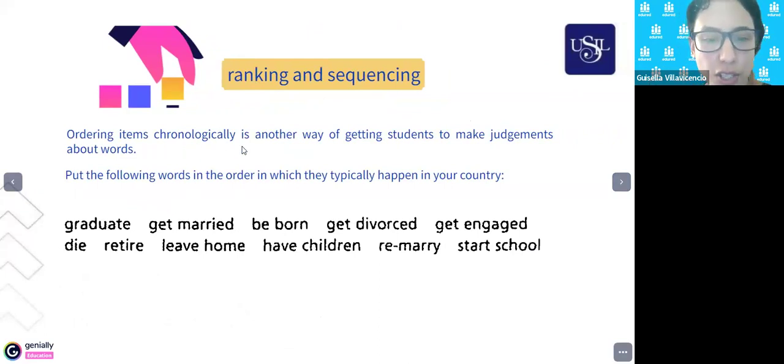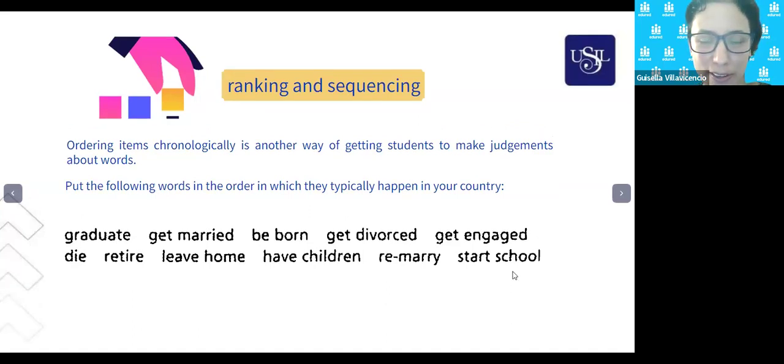Ordering items chronologically is another way of getting students to make judgments about words. For example, okay, class, put the following words in the order in which they typically happen in our country. What happens first? Obviously, first we are born, right? We are babies. Be born. And next, what happens next? After be born. Start school. Very good. We start school. And then, what happens next? After start school. We are born and then we start school.